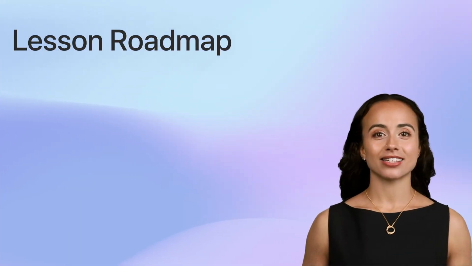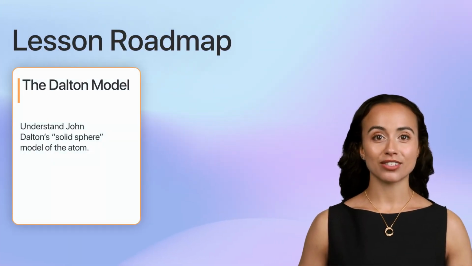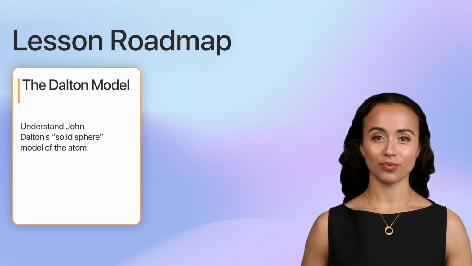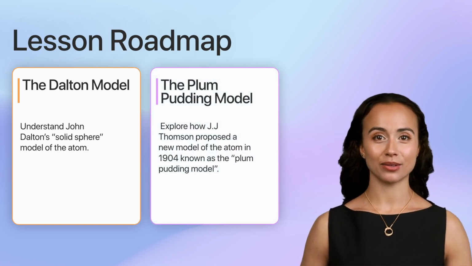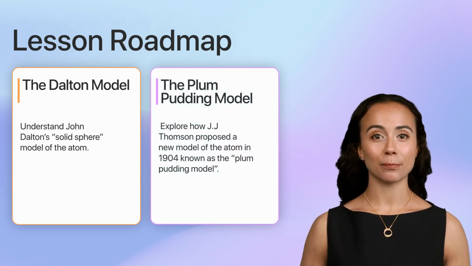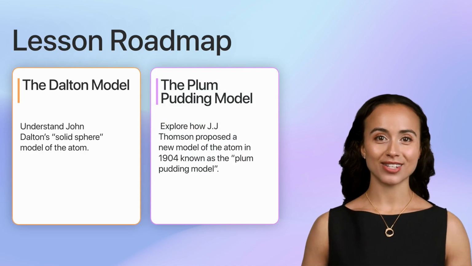In today's lesson, we will understand John Dalton's solid sphere model of the atom. Then we will explore how JJ Thomson proposed a new model of the atom in 1904 known as the Plum Pudding Model. Let's get started.